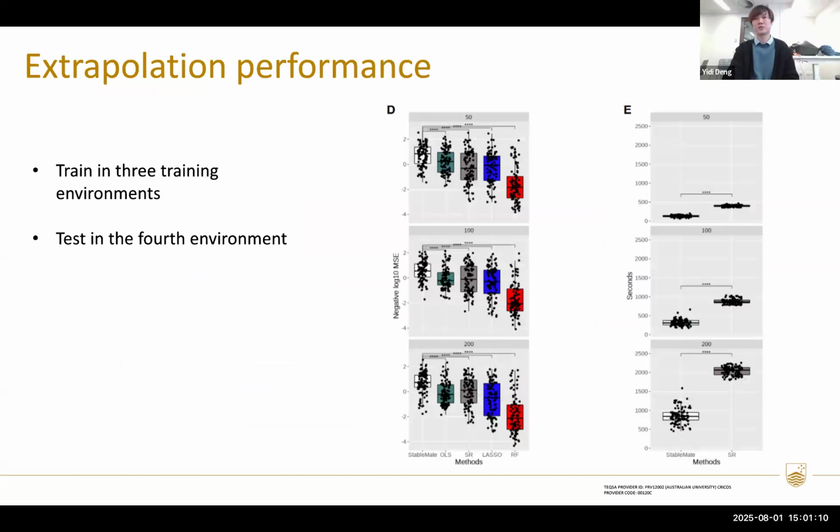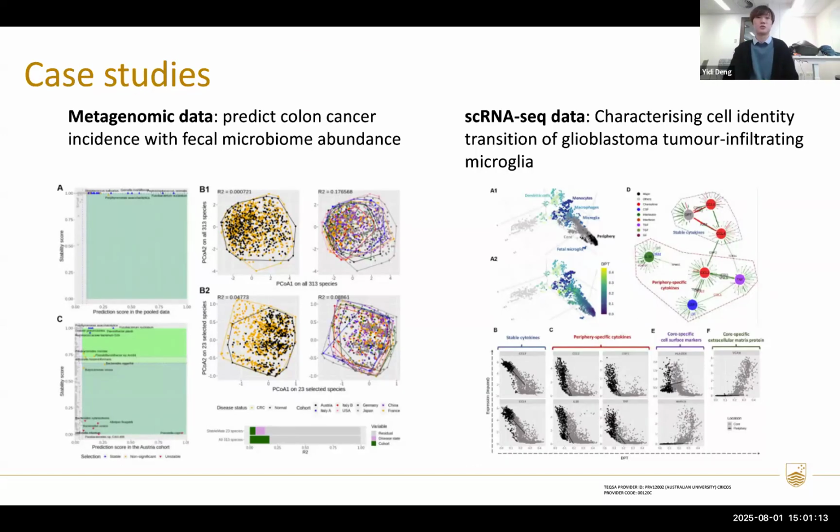Environment is something that you don't observe, so it can be anything. For example, here we have a case study in metagenomic data, where the environment is the different study cohorts. So this is basically a meta-analysis, and you find the stable predictors that are predictive in different cohorts around the world. We don't say the environment is predictive of something. We just use the environment as the approach for us to analyze stability, to see whether predictors are similar or different across environments.